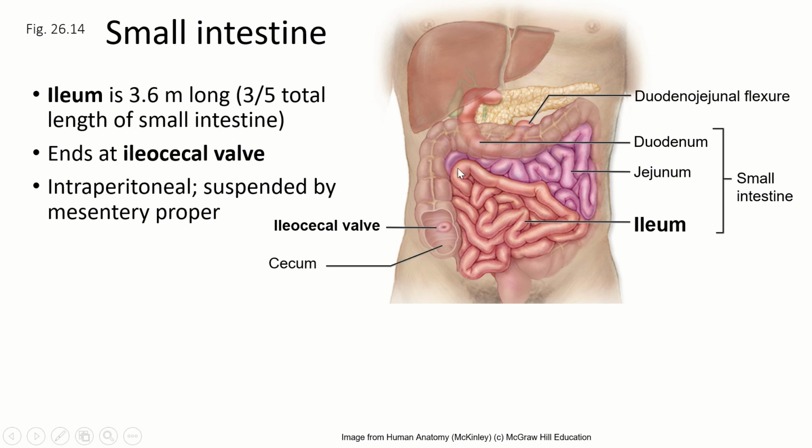The ileum is the third part. Now notice the spelling of ileum, please. I-L-E-U-M. It is not I-L-I-U-M. It is I-L-E. This is the intestine, not the bone. It is the distal part of the small intestine, and it goes from where it joins the jejunum to this ileocecal valve where it empties into the cecum.